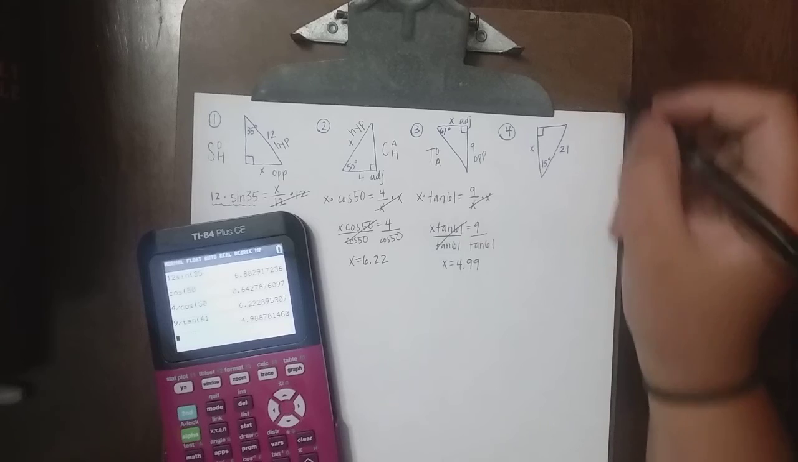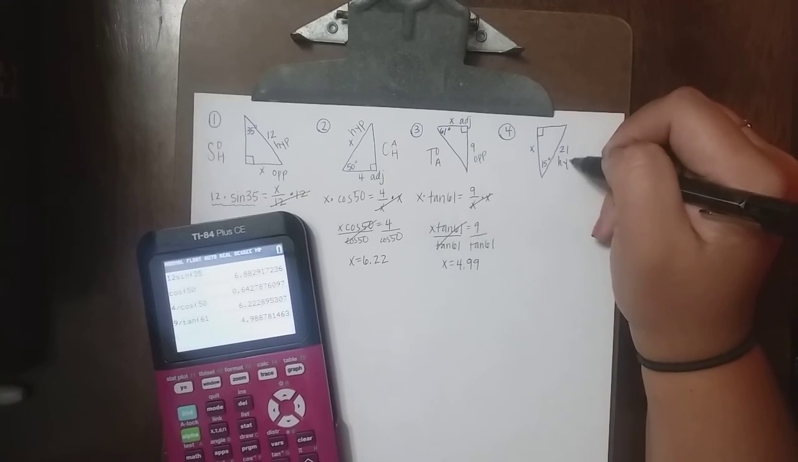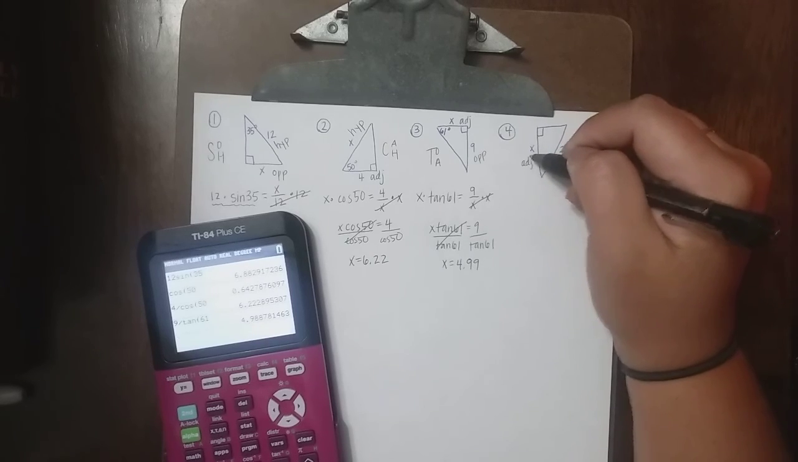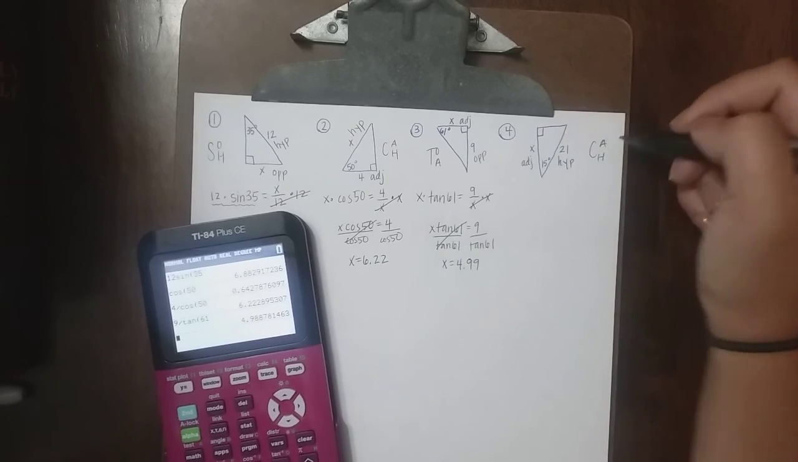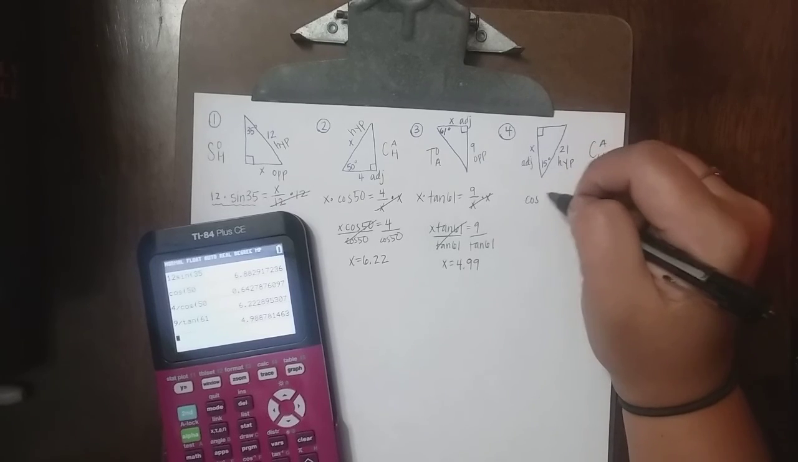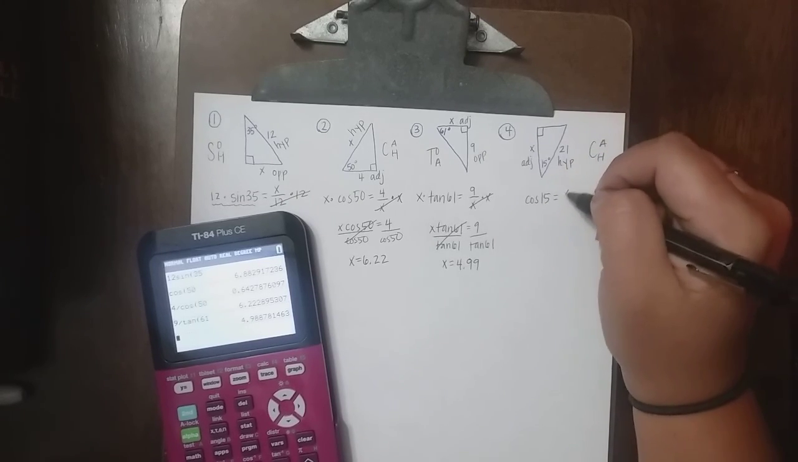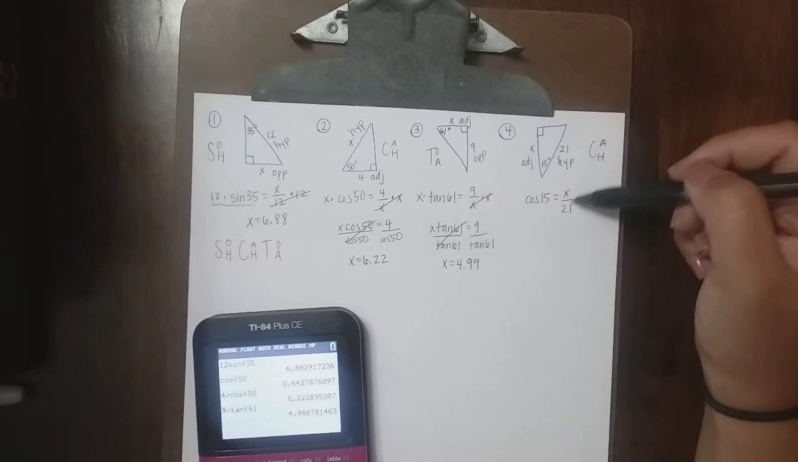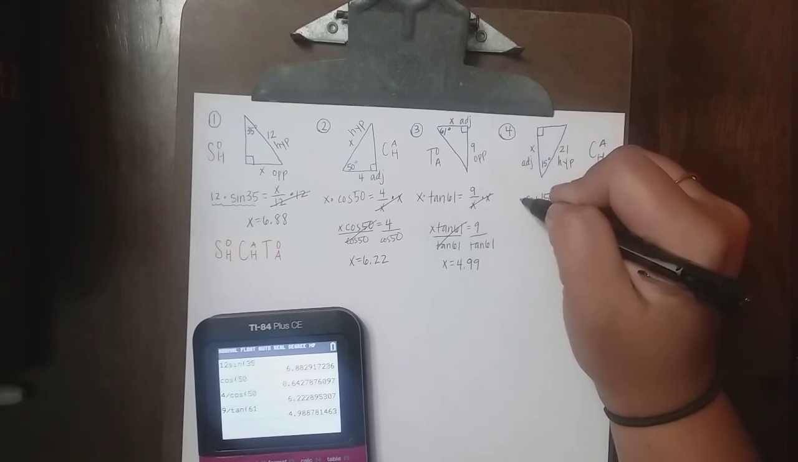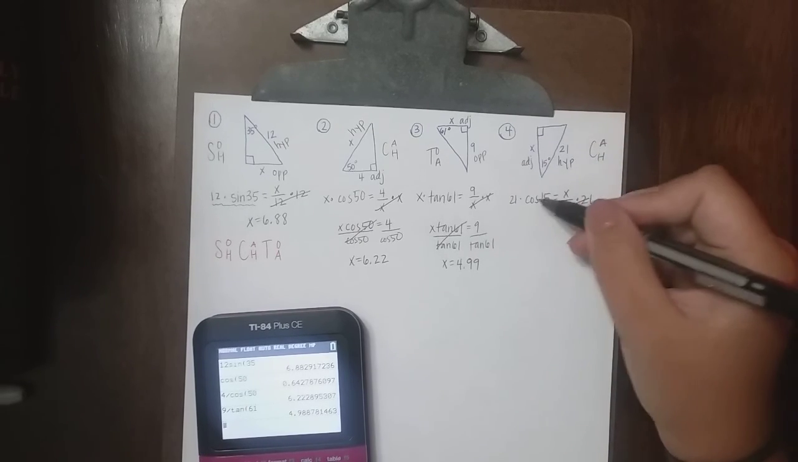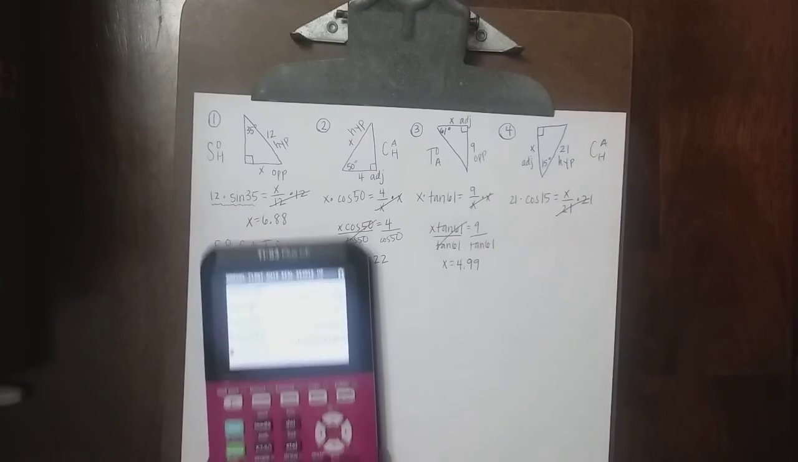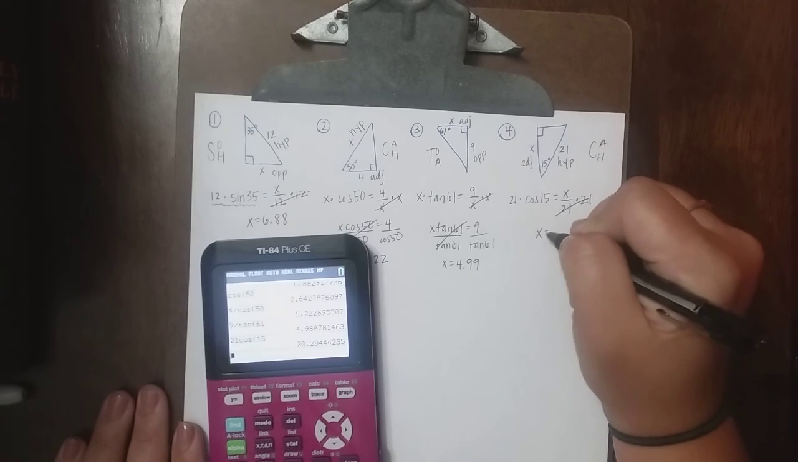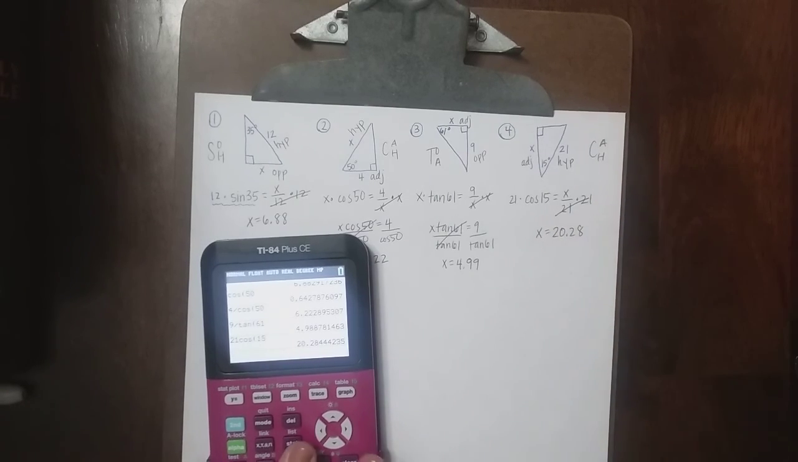All right, and then for the last one, the 21 is my hypotenuse. The x is next to the 15, so that's going to be adjacent. So this one's using cosine again. So we've got cosine of my angle equals adjacent x over hypotenuse 21. And this one looks like the first one we did. X is on top, so it's a one-step problem. We're just going to multiply both sides by 21, and I'm going to type that in the calculator. So we got 21 cosine 15. So we get x equals 20.28.